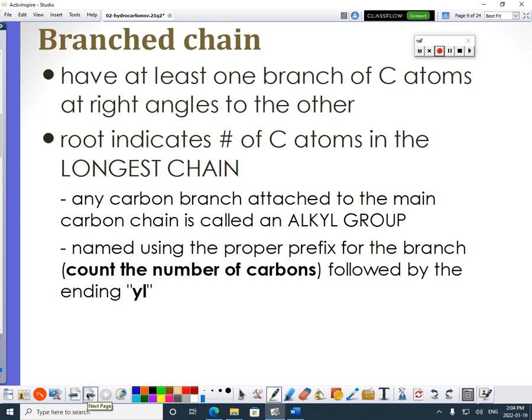All right, so now let's look at adding stuff. So this is technically called in your notes a prefix, like adding stuff before or to the root chain or the parent chain. Then sometimes you can have branches of carbon atoms and they'll be at right angles. So something like this.